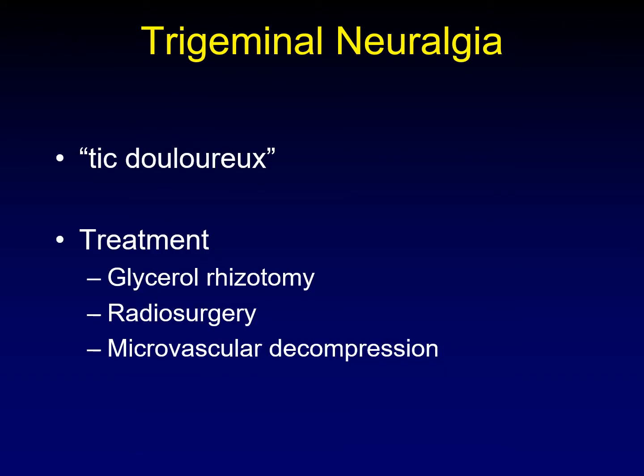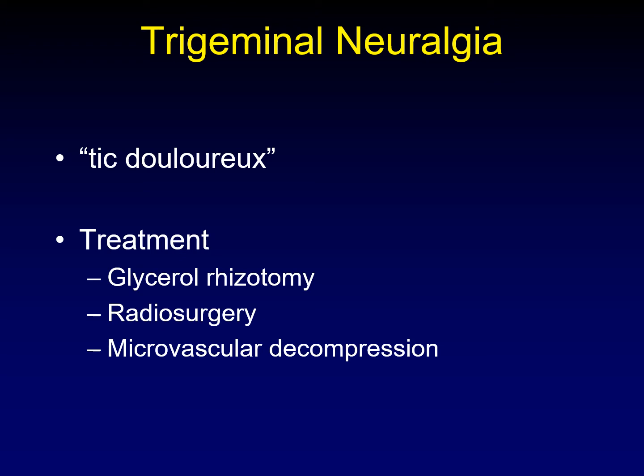Trigeminal neuralgia is one of the most important diseases that we address in the trigeminal nerve. It also has a synonym, the historical term tic douloureux. The treatment of trigeminal neuralgia has evolved substantially over the last few decades. Originally, we used to do surgical rhizotomies, just cut the nerve, but that doesn't work well because you get neuromas at the nerve endings and the symptoms just come back.